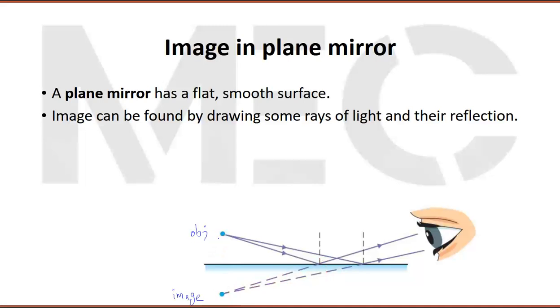For example, if a ray of light is drawn like this, what is the angle of incidence here? 0. And therefore the angle of reflection will be 0. Therefore it goes back up. And then the continued line, a dashed line, would be like this. So all of these continuations converge to a single point. This single point is the image of this object. So we can easily find the image of an object in a plane mirror.